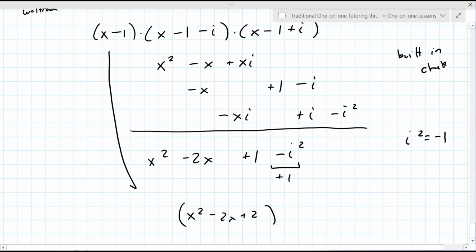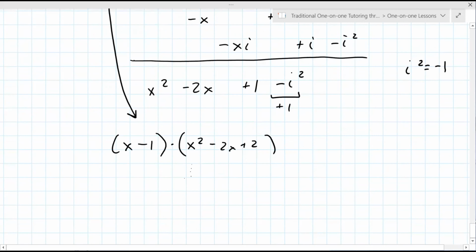But you can't forget to bring this down. You have to do it. You have to keep going to get this. So I don't suggest we do that unless you really need the right answer to this.